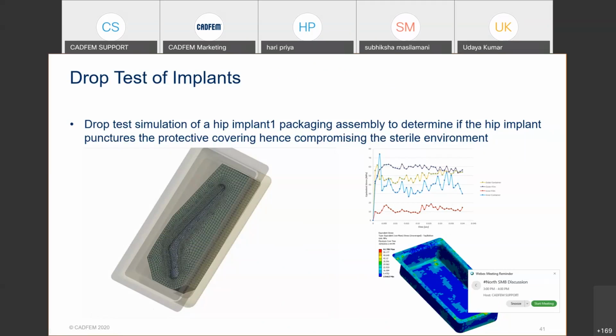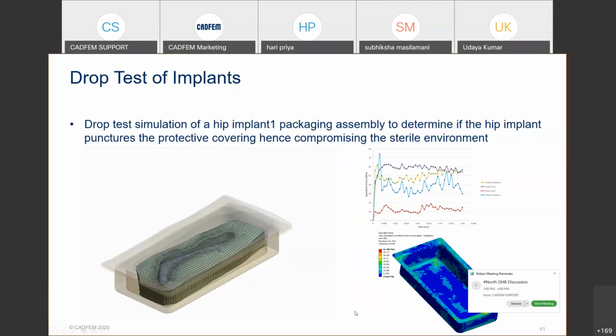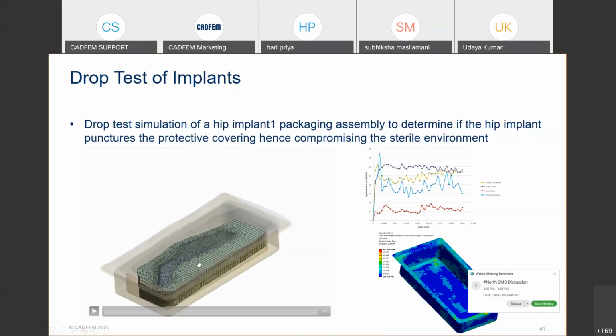You can see how a drop test can be done, and how the impact is absorbed by the package nearby, so that our product will be safe enough. You can also see how the stresses are created on the package all around, so that you can design your package in such a way that your implant is not affected even if you drop it from a considerable distance. So even packaging is a very important area where simulation plays a very important role.